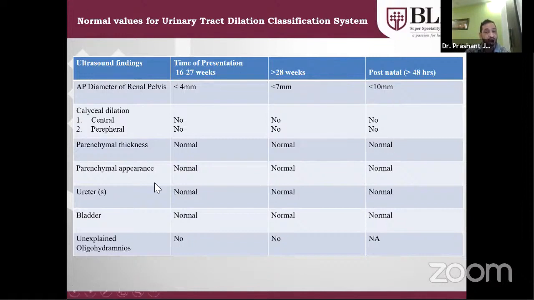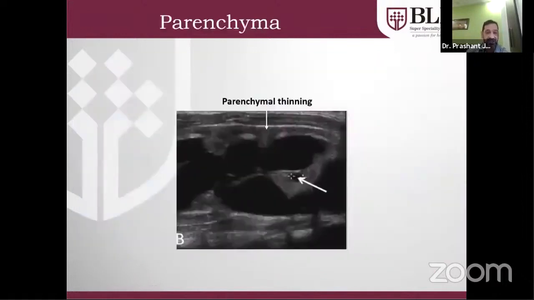But other normal findings are that there should not be any calyceal dilatation. There should be a normal parenchymal thickness. There should be a normal parenchymal appearance. Ureters should be either not visualized or not dilated. The bladder should be normal, and there should not be any unexplained cause of oligohydramnios. So if the antenatal scan shows all these findings within normal limits, then we can call it a normal antenatal scan.